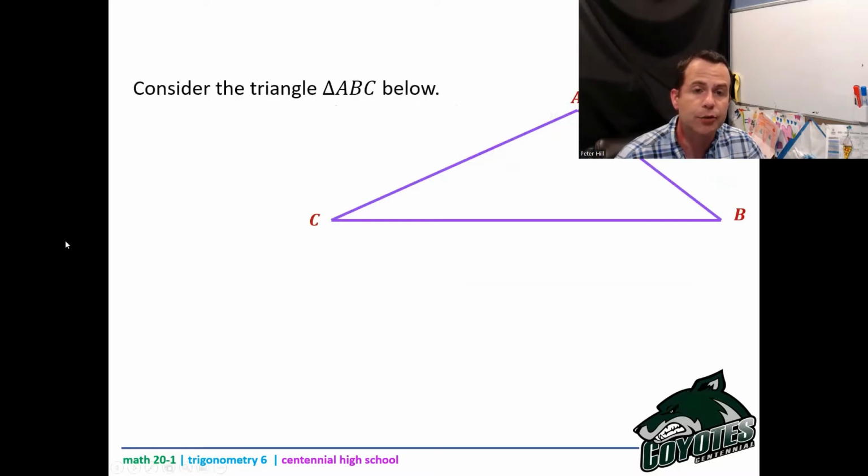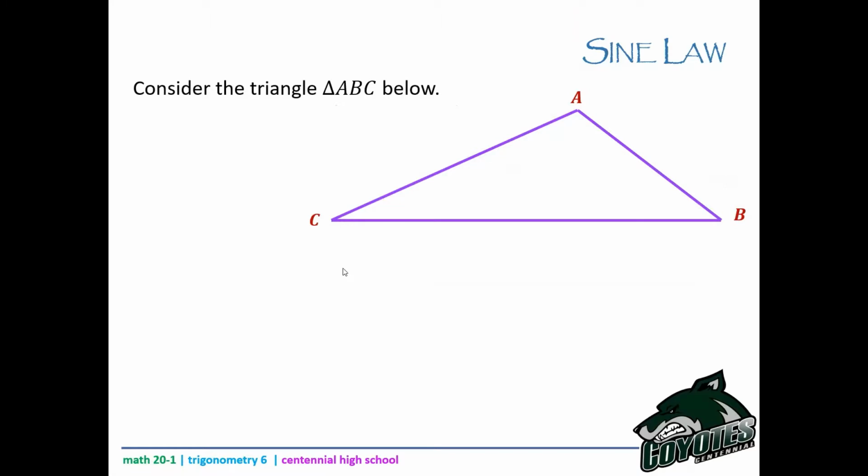We're going to consider triangle ABC. Again, just like yesterday, we can call this guy here B, and this guy here A, and this guy here C. And just like yesterday, we're going to drop a perpendicular, and we're going to call that the height. Okay?